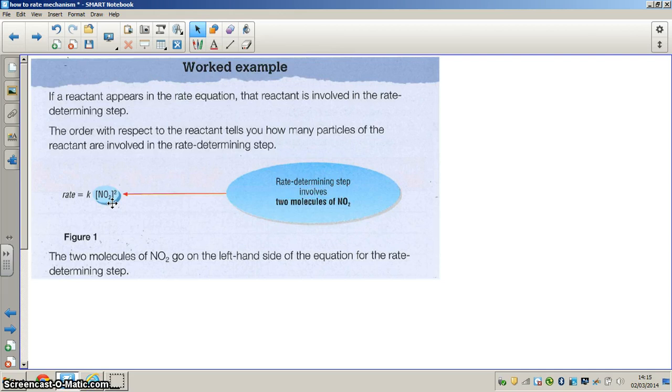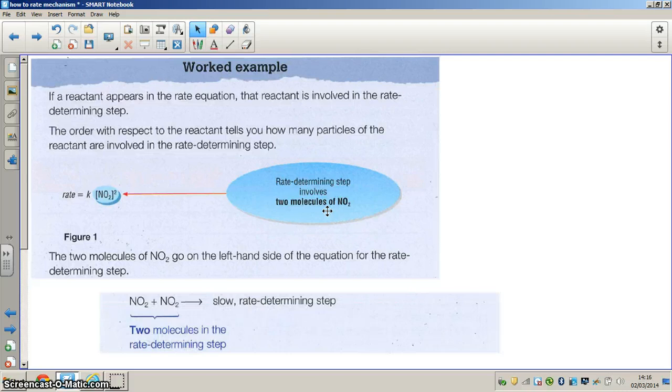And what this is basically saying is that anything which appears in the rate equation is involved in the rate determining step. So in this case, the rate determining step, the step which governs the rate of this chemical reaction, has nothing at all to do with the carbon monoxide. It has only something to do with 2 molecules of nitrogen dioxide. And if we were to write this down, we would see that the 2 molecules of nitrogen dioxide must go on the left hand side of the equation for the rate determining step.